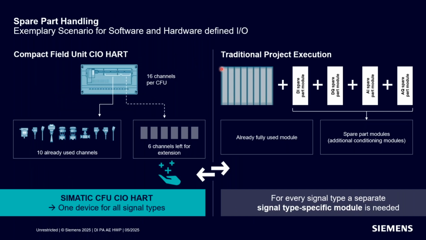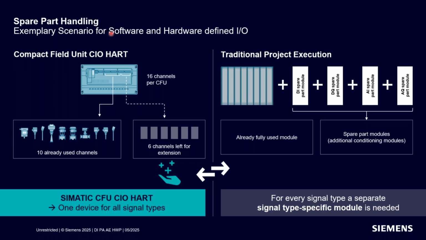For traditional project execution, looking at the right side, you see that for every signal type a separate signal type specific module is needed. So we need a digital input spare part module if it's needed, a digital output spare part module if it's needed, an analog input spare part module if it's needed, and an analog output spare part module if it's needed.